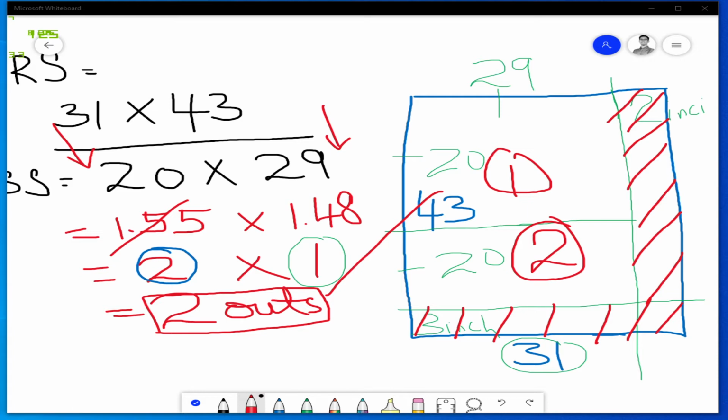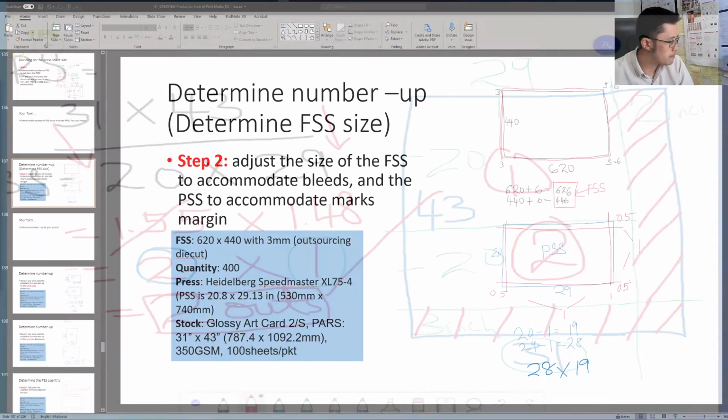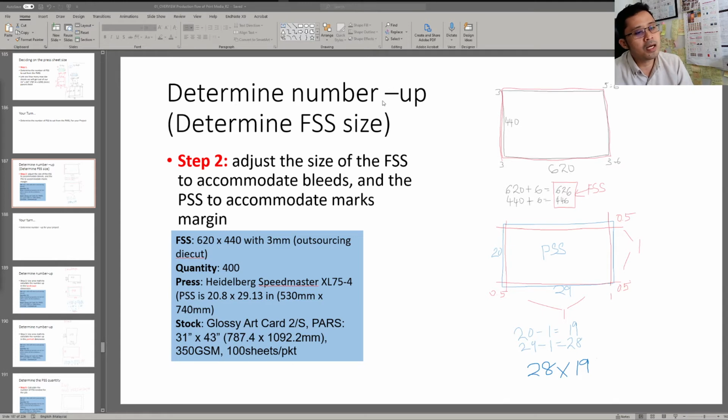Farina Alia, if you don't have calculator, use your phone calculator. Don't worry. So next step, okay, since we know about the number of out, next we need to know number of up that we can fit into our press size. So next step is to determine number of up.